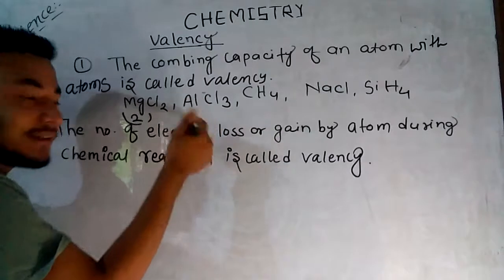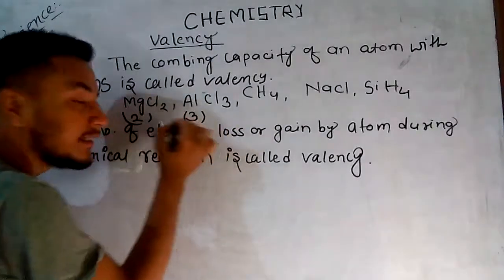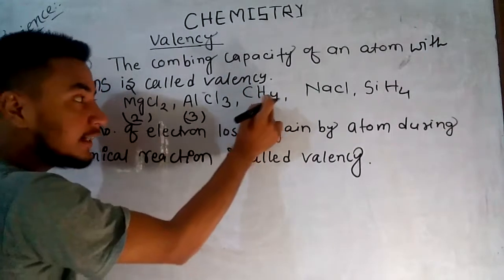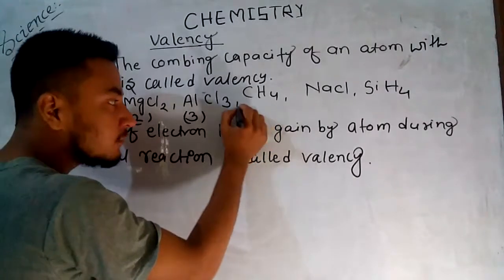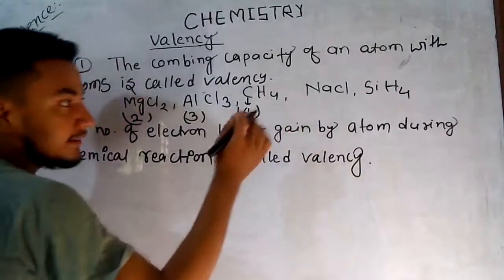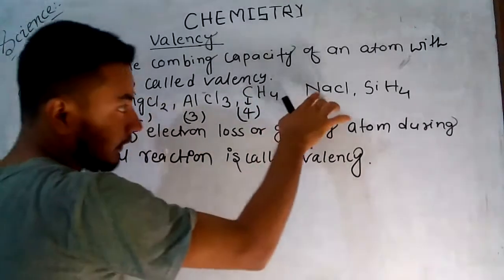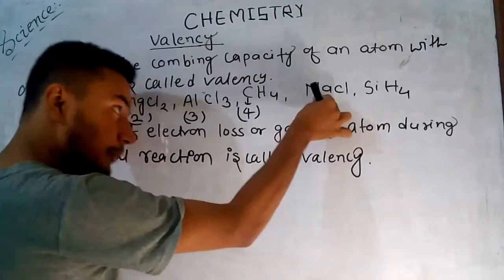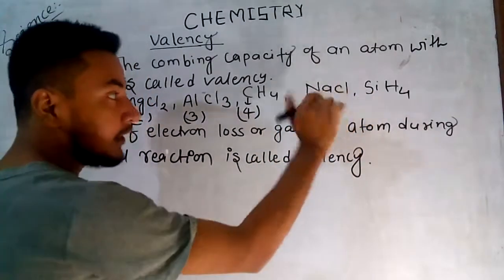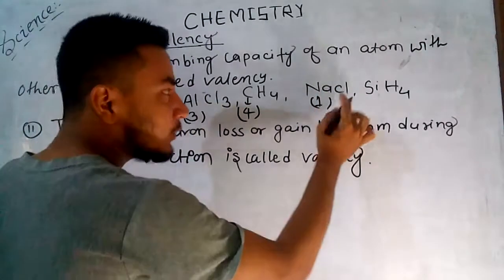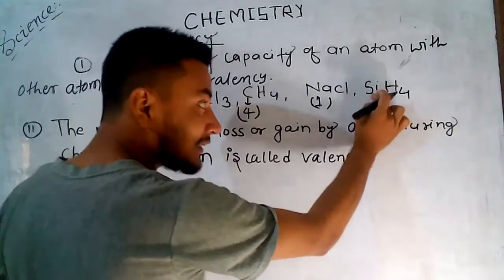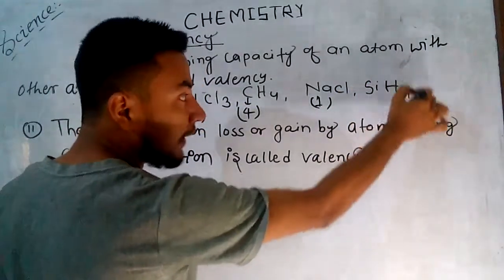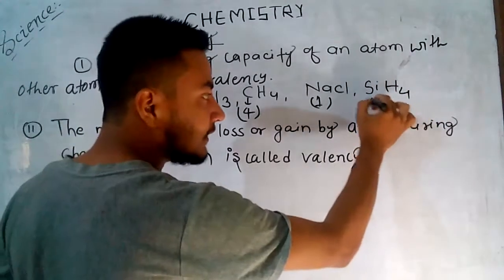And here, aluminum combined with how many chlorines? That is 3 chlorines. So the valency of aluminum is 3. And in CH4, carbon combines with how many hydrogen here? 4. So the valency of carbon is 4. And in NaCl, sodium metal combined with how many chlorine? 1. So the valency of sodium is 1. In SiH4, silicon combined with how many hydrogen? You can see here, silicon combined with 4 hydrogen. So the valency is 4.